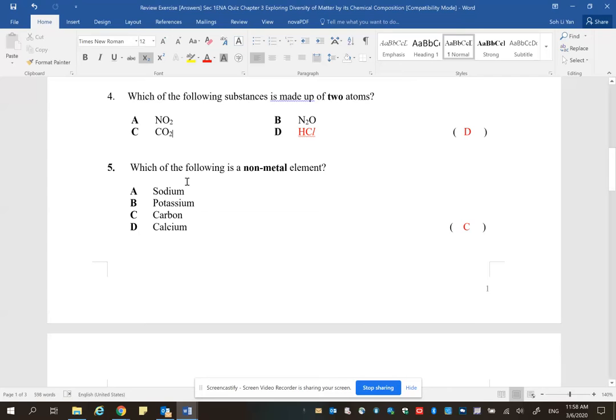Hey, hi. For question five, let's continue the revision quiz. Question five asks: which of the following is a non-metal element?